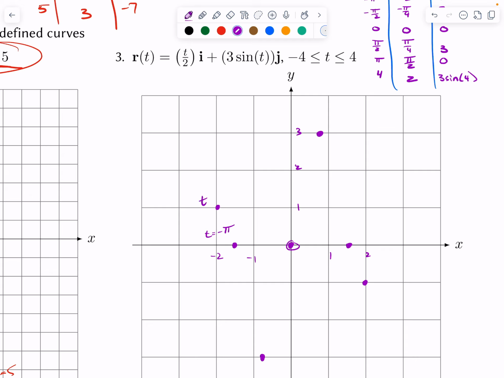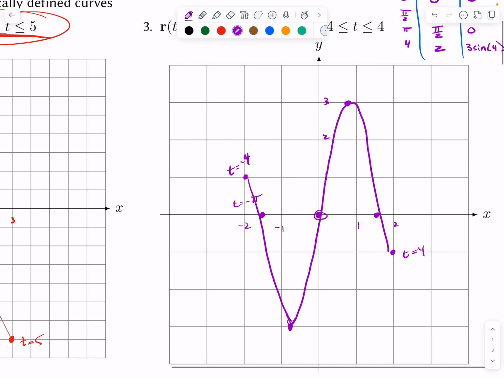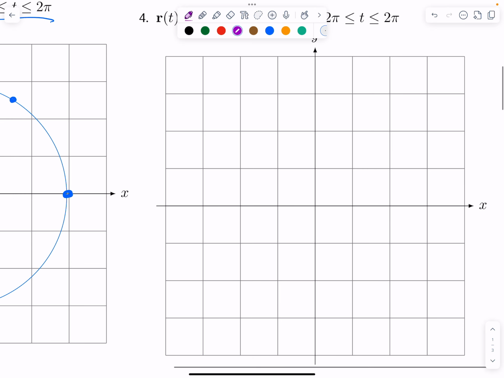So here's t equals -4. This one is t equals 4. But you can see what's happening here. You end up with this, woo, nice sine curve. There it is. One more of these, and then we'll put it all together.